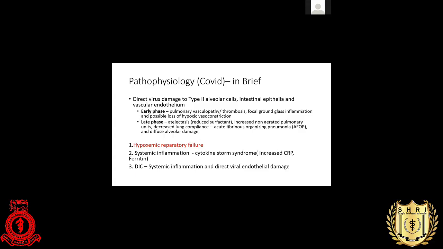In the early phase, you can see pulmonary vasculopathy with thrombosis, and in the late phase you can see widespread lung atelectasis, which gives rise to non-aerated pulmonary units. So ultimately, the patient goes into hypoxemic respiratory failure. That's the main problem in COVID patients, and it is also associated with systemic inflammation. You call it cytokine storm syndrome, where you can see elevated serum CRP, ferritin and interleukin-6 levels. We can use those parameters to monitor the severity and outcome of the patient.